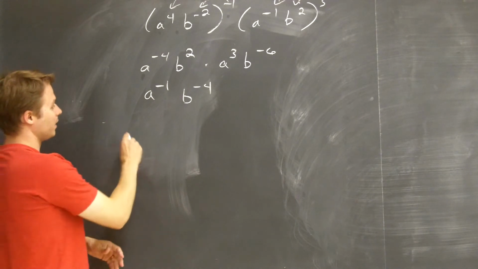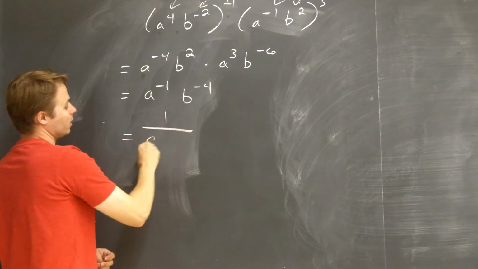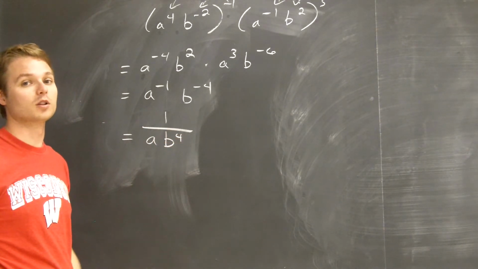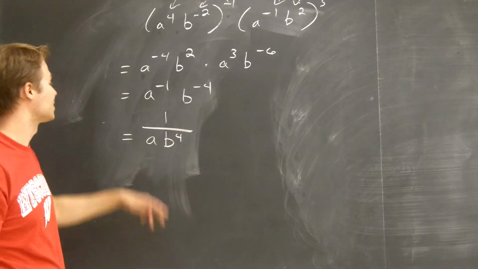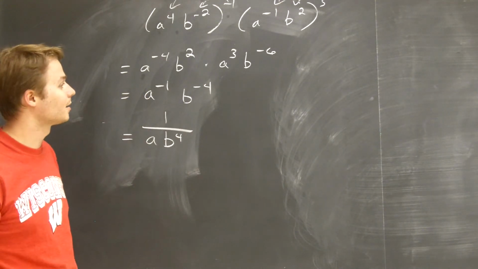If I wanted to write this without the negative exponents, I could write this as 1 over a to the 1st, b to the 4th. So if you see that in a textbook or instructions on a test, for example, to write it without negative exponents, this would be the last step that you want to make sure you take.